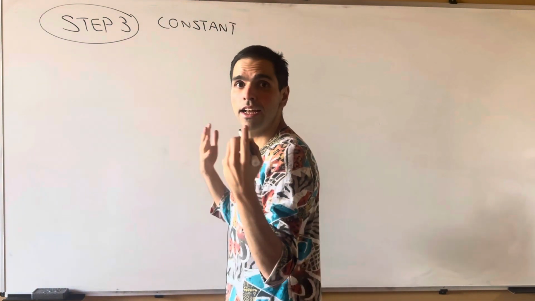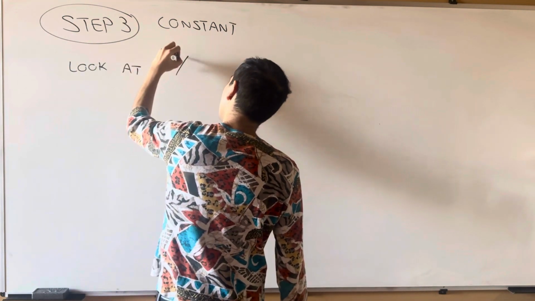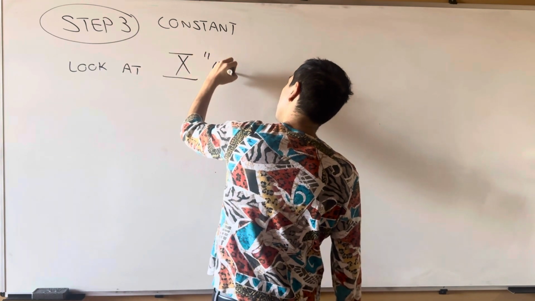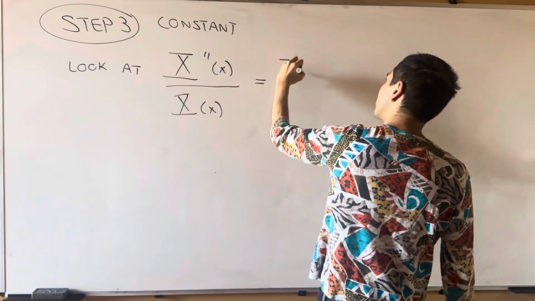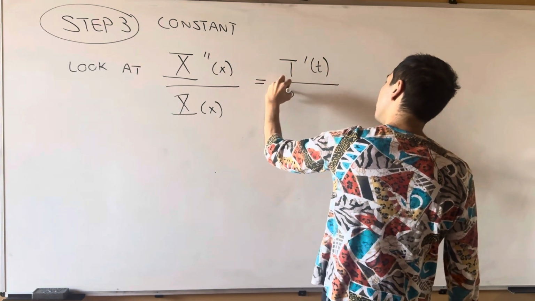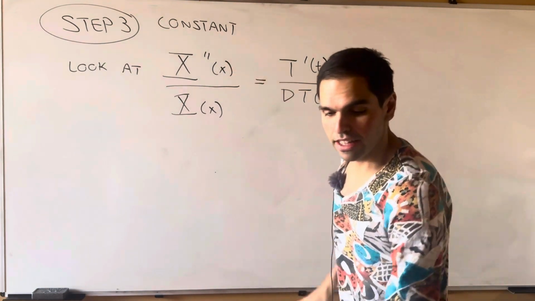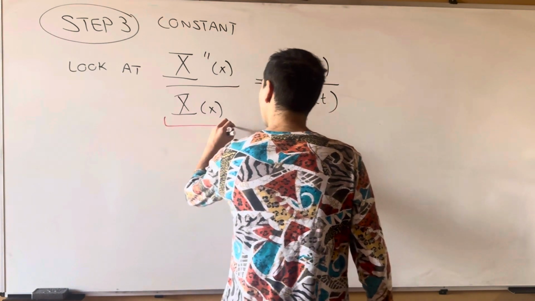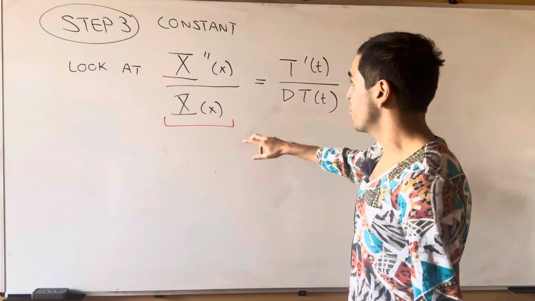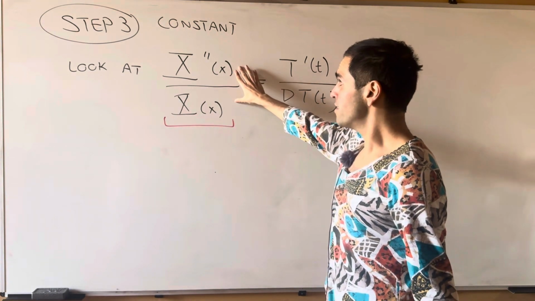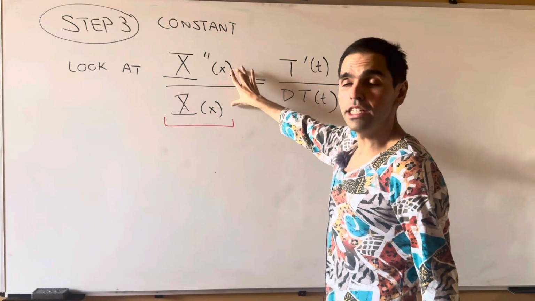And so once again, let's look at what we've got so far. So look at x double prime over x, which, remember, that's just t prime over dt. And consider now the left-hand side. Because it turns out this can be simplified even further. Because notice, this does not depend on t, and so the t derivative is 0.